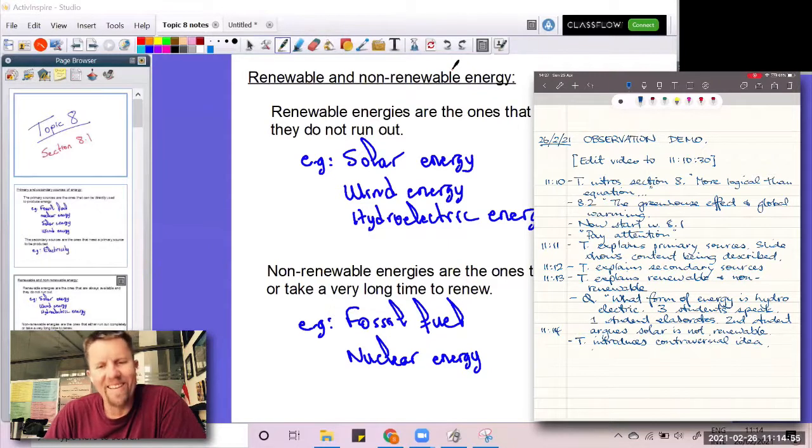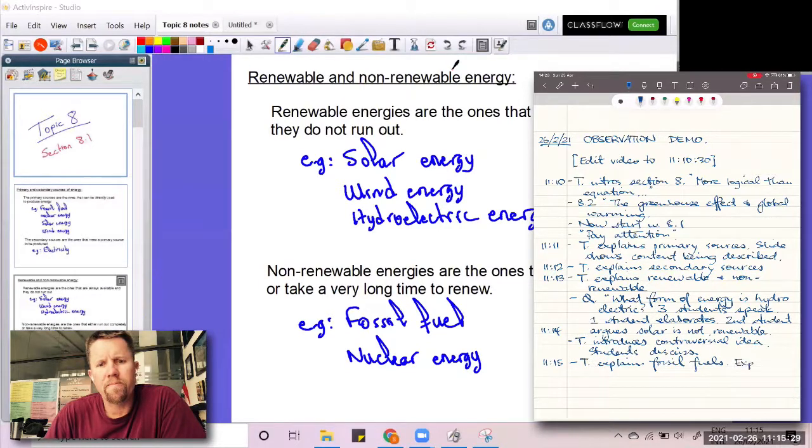Now, the non-renewable energies are the ones that either run out completely or take a very long time to renew. And the examples are fossil fuel and nuclear energy. So now, because we're time stamping it, the teacher can see that he has spent 5 minutes on this one slide, maybe 4 minutes. The first minute was introducing the topic.